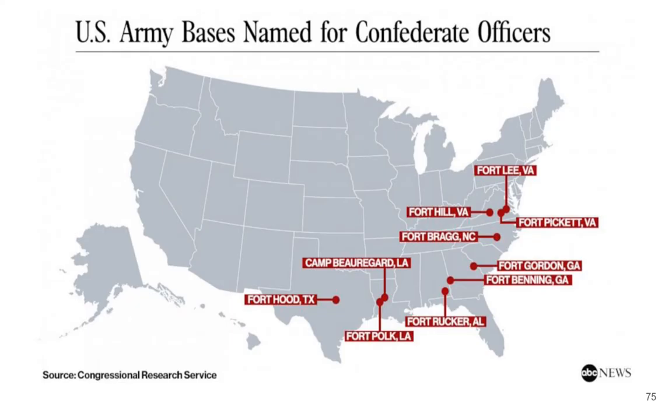removed him. We also have army bases named after Confederate officers. Fort Bragg, home of the Special Forces. Fort Benning, home of the Infantry School. Fort Gordon, Fort Pickett, Fort Lee.